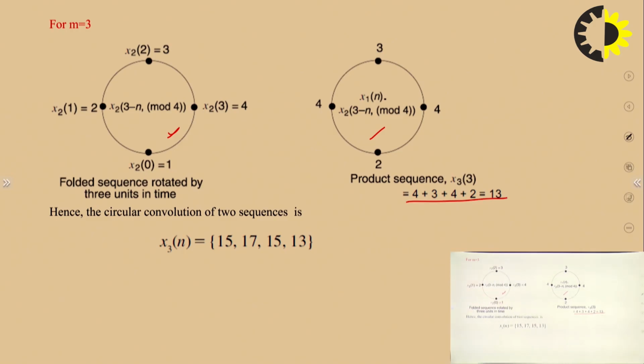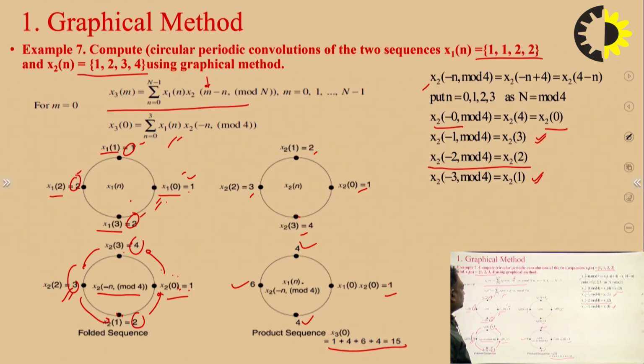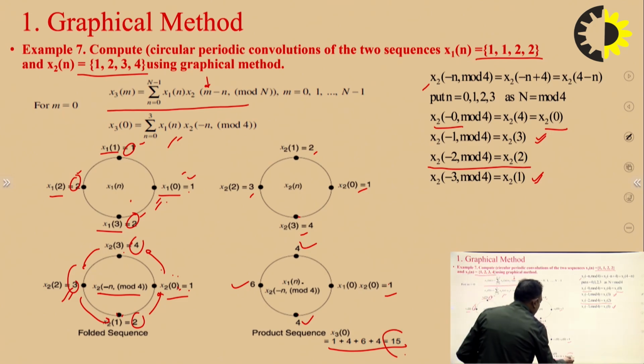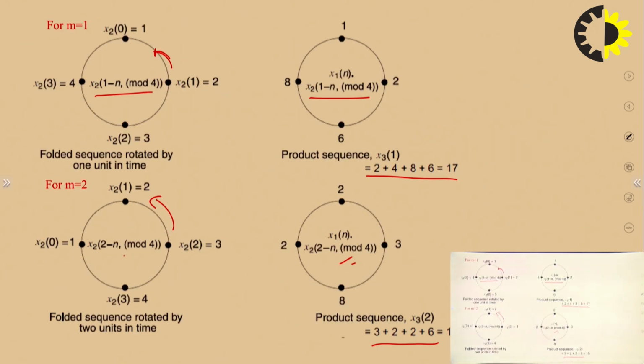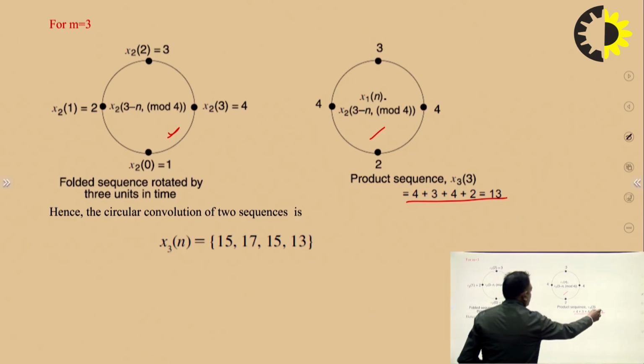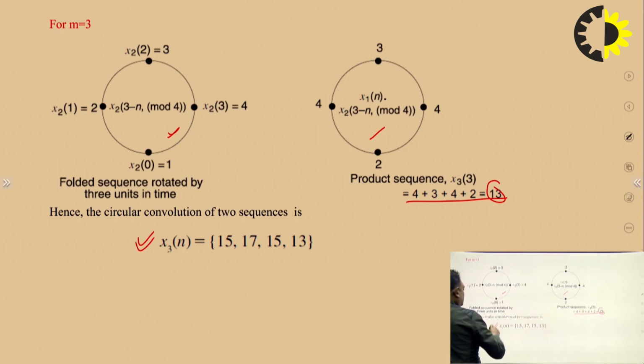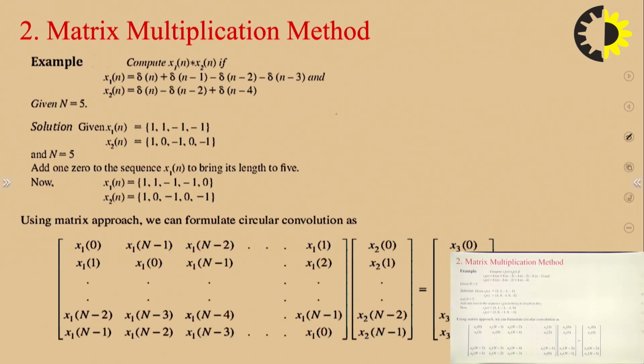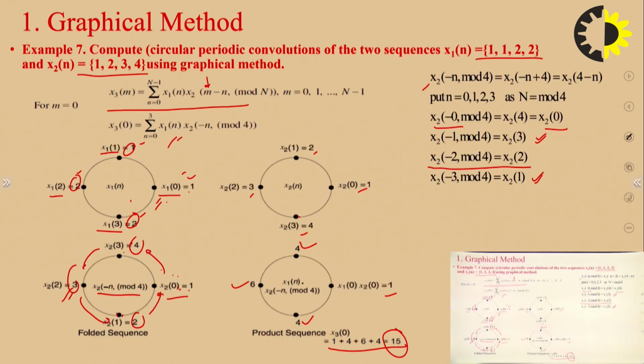So now this is how we have calculated the values of the convolved sequence. The first value is 15, that we have obtained for x3 of 0, then 17, then 15, and then 30. So these are the 4 values which basically form the convolved sequence. Okay. So this is basically the first method, which is called the graphical method.